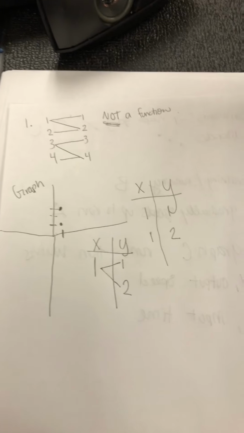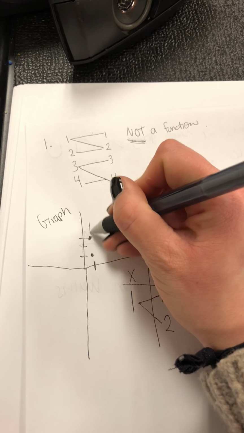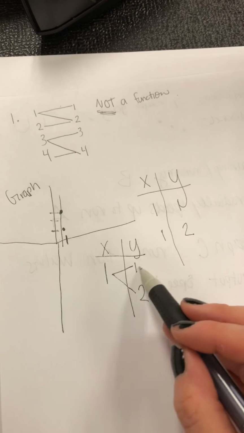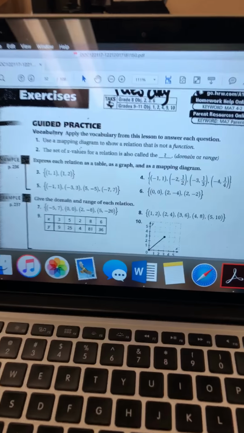This one is not a function. It does not pass my vertical line test. It also does not pass the mapping diagram. One person is trying to be in two places at once. Awesome. Go ahead and try the rest on your own.